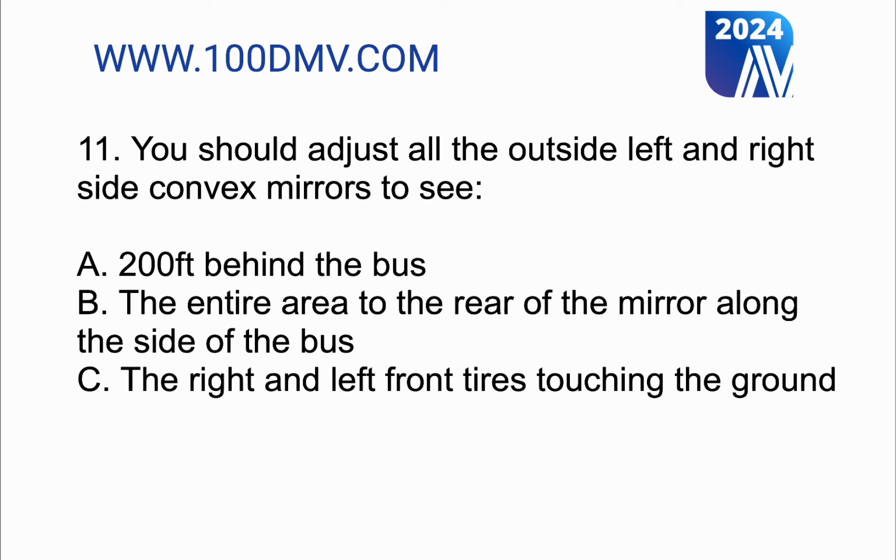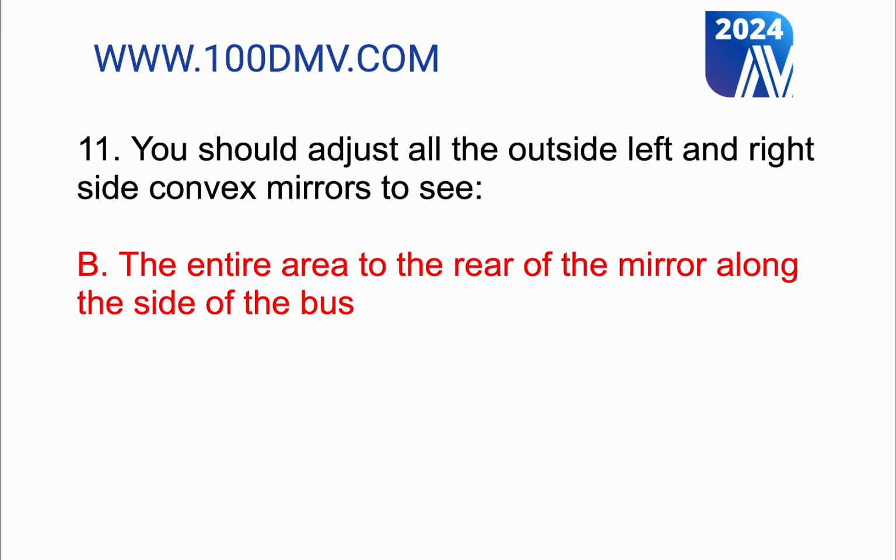11. You should adjust all the outside left and right side convex mirrors to see A. 200 feet behind the bus. B. The entire area to the rear of the mirror along the side of the bus. C. The right and left front tires touching the ground. Correct answer. B. The entire area to the rear of the mirror along the side of the bus.